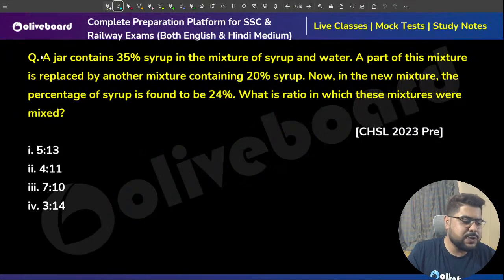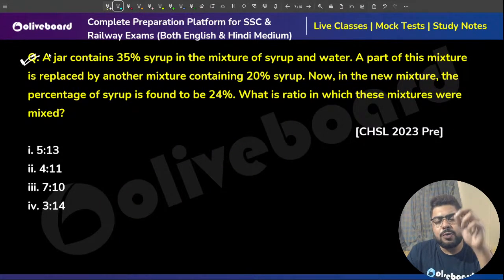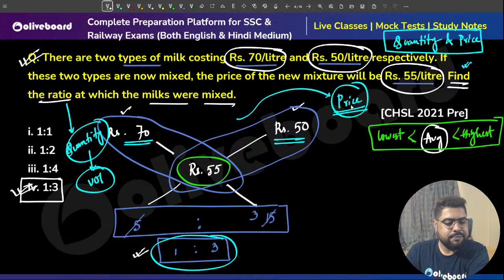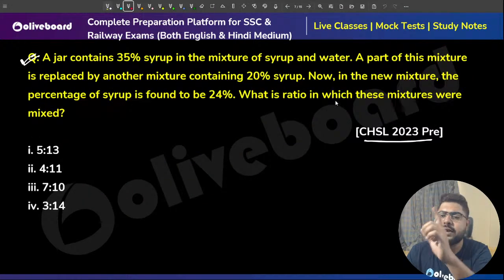Chalo, sir. Let's do the next one. Now you see, we will use allegation in different situations. So this was the very template question on allegation. Now, sir, in percentage type questions also we can use allegation.